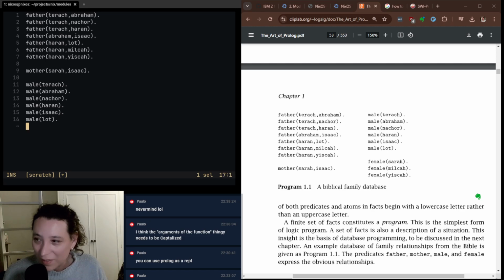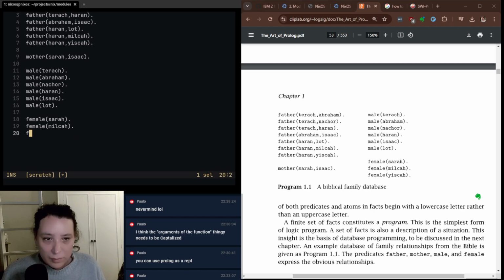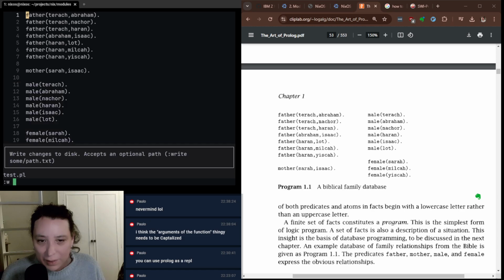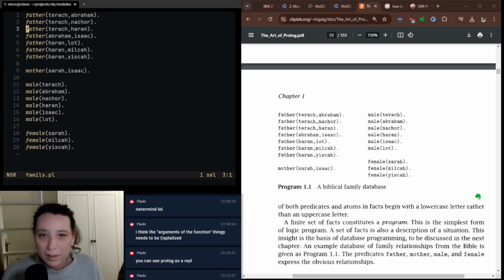I think the arguments of the function need to be capitalized. I think we got through that. Alright, we have our program. Let's save this before we forget. Family.pl. It probably thinks this is Prolog. It's alright though.